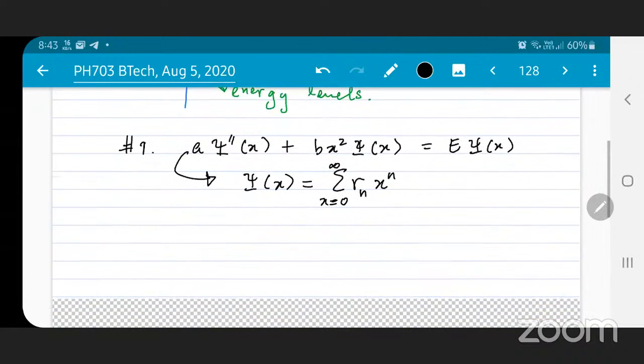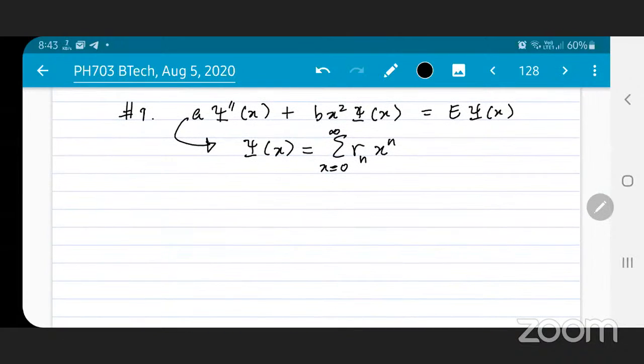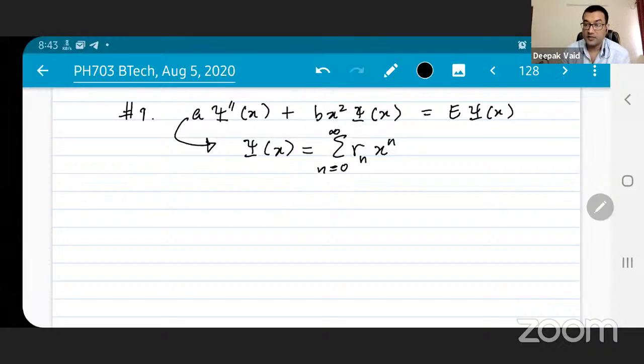Sir, wouldn't it be n from 0 to infinity? Thank you, Shantanu. So it is n, yeah. And then we solve this. And you can also have n from minus infinity to infinity. It depends, but in general, this will be from minus infinity to infinity.